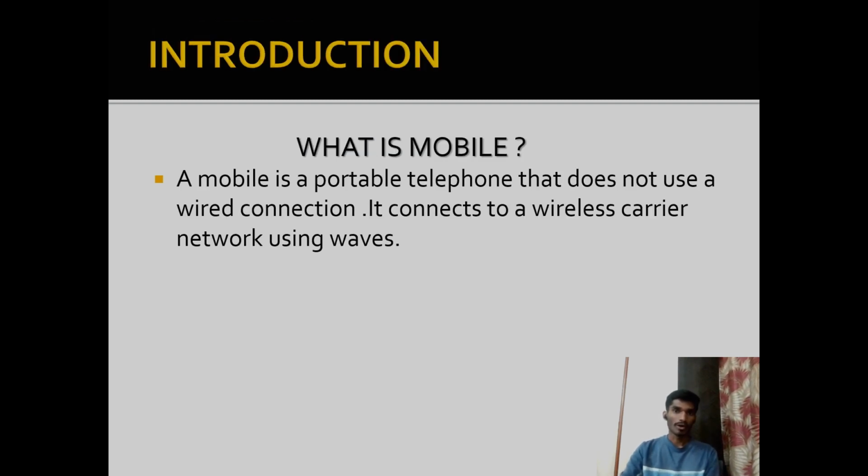So now what is mobile? A mobile is a portable telephone that does not use a wired connection. It connects to a wireless carrier network using waves.